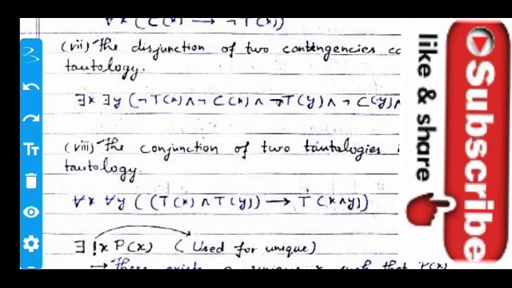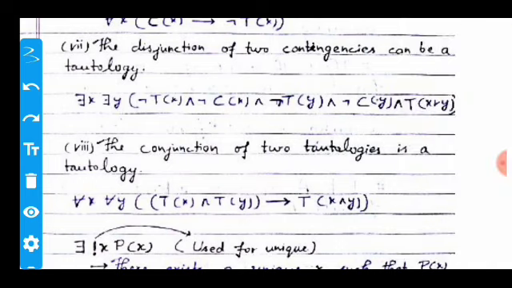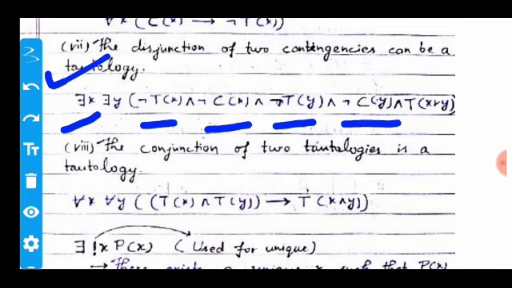Now move on to the next translations. The seventh one is: the disjunction of two contingencies can be a tautology. Yes, there exists x, there exists y. Here we are using nested propositions and quantifiers. So not T(x) and not C(x) and not T(y) and not C(y), not T(x or y). It represents the above statement 7.